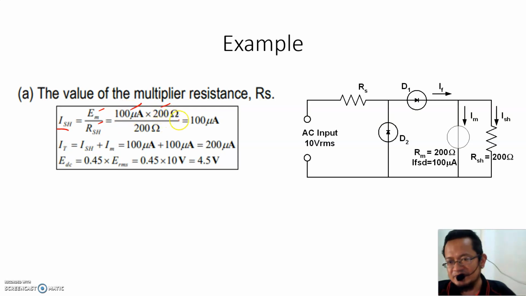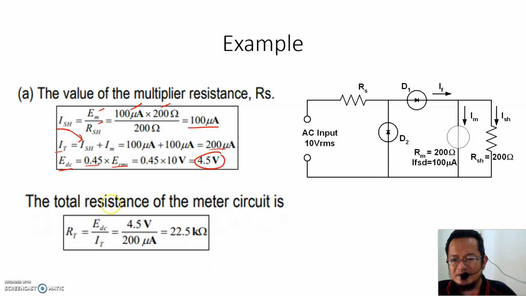Remember from the previous formula, it's equal to 100 microamp, and the total current is the shunt current, which is this current here, plus IM, the meter current. And you have 200 microamp, and VDC is 0.45 multiplied by ERMS, so you have 4.5 volt of DC voltage. Then the total resistance is EDC divided by IT. EDC comes from this equation here, and I total you calculated from here, 200 microamp. You plug in these two values and you have 22.5 kilo ohm.